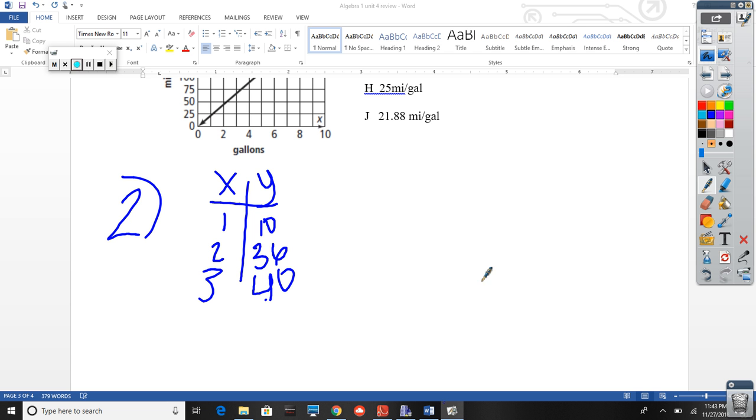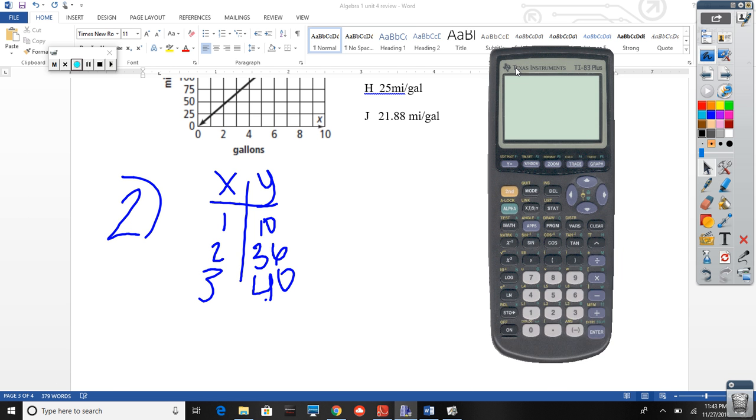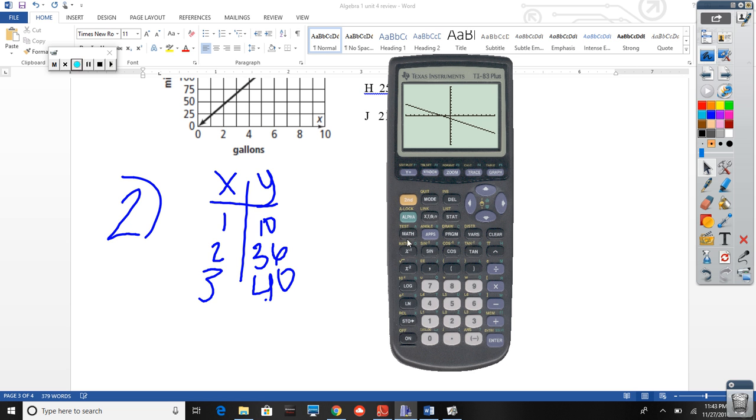So real quickly, I'm going to remind you how to use your calculator. Let's go on to the calculator, turn it on. First thing you gotta do is second plus 7, 1, 2, so you don't have to be erasing anything. Go to stats, select edit, type in your numbers, 1, enter, 2, enter, 3, enter. And then type in the other numbers, 10, enter, 36, enter, and 40. I just made these numbers up. They would have given you a table or something.